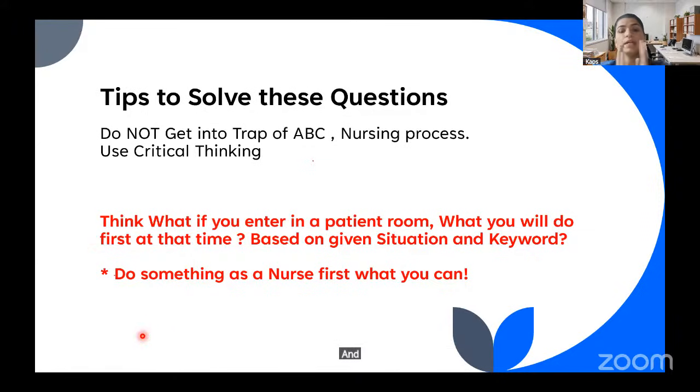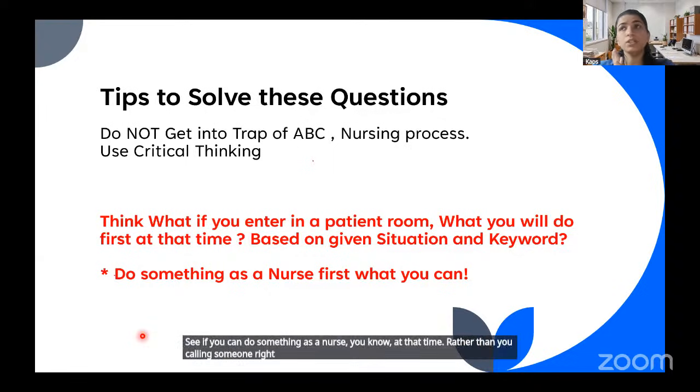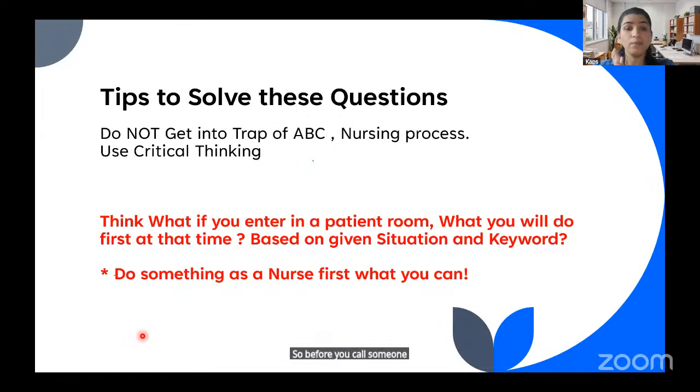And also, another important tip for all of you: always try your best when you do something first, even in case of an emergency. See if you can do something as a nurse at that time, rather than calling someone right away, like a doctor, maybe a physician, a surgeon, the charge nurse, families, a dietitian, or any person. So before you call someone for help, ask: can I do something as a nurse first? Even if this is an emergency, can I do something as a nurse first?